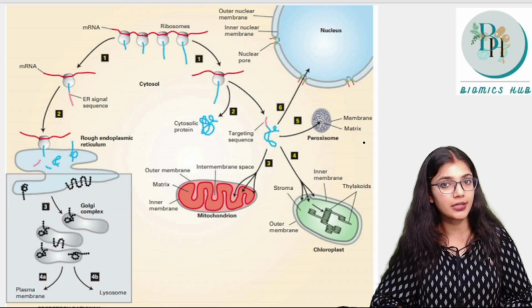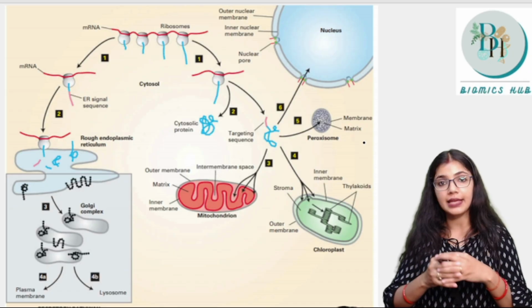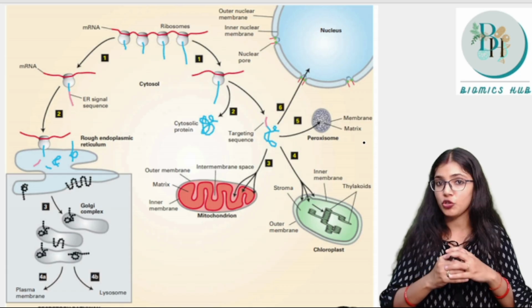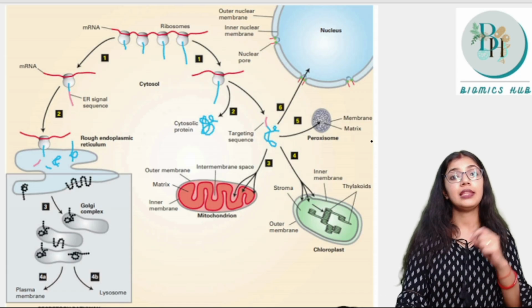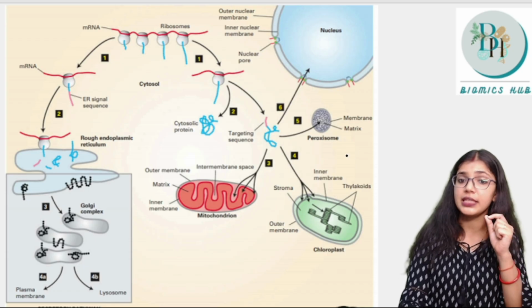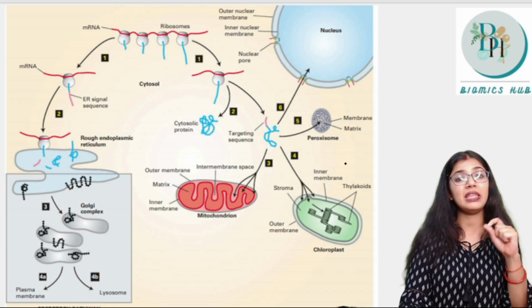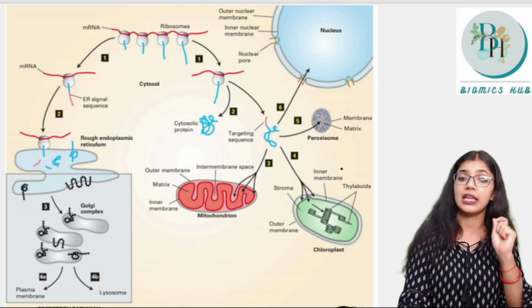Do you know where the proteins are synthesized in the cell? They are synthesized in the cytoplasm. Now the question arises that if they are synthesized in the cytoplasm, how do different cell organelles have different types of proteins? The answer is that after the synthesis of the protein in the cytoplasm, they are targeted to different cell organelles.